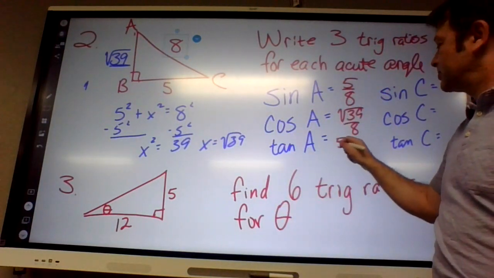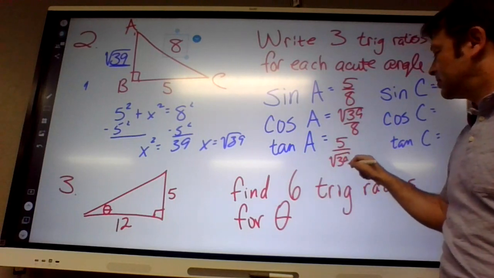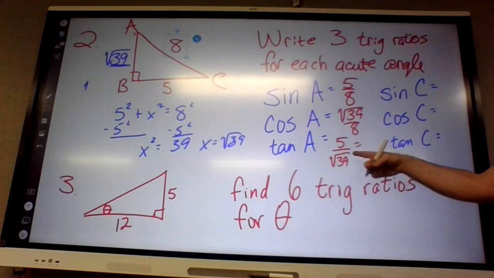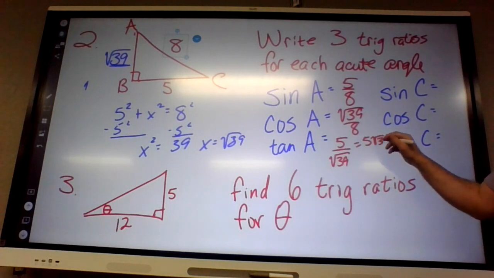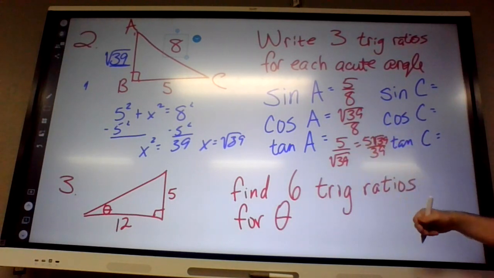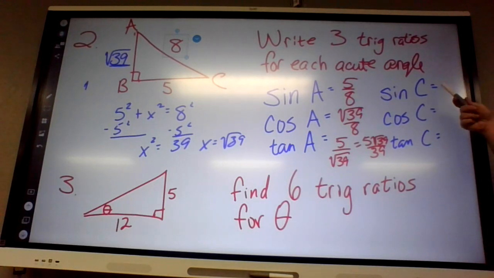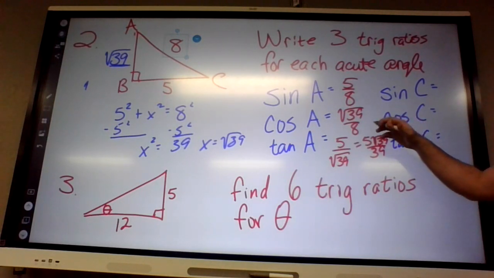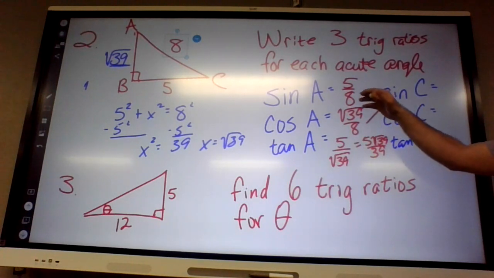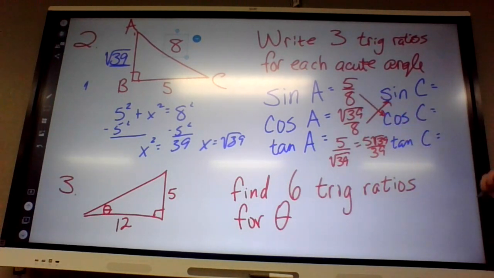So, what's wrong with this answer? Okay, so multiply by square root of 39, we should get 5 square root of 39 over 39. Or if you have a good calculator, it can do it for you. Not that much work though. Okay, we could do the same thing with angle C, like opposite over hypotenuse and all that. But what's the quick trick to do this? You guys remember? Swap. These two swap, yeah. And so 5 over 8 goes down here and square root of 39.